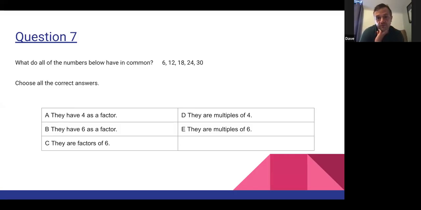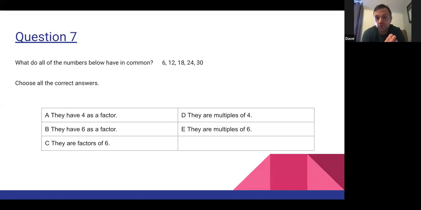So 4 times 1 is 4. 4 times 2 is 8. So there's no way I can get 4 times something to be 6. So it is not a multiple. So they are multiples of 6. 6 times 1 is 6. 6 times 2 is 12. 6 times 3 is 18. 6 times 4 is 24. And 6 times 5 is 30. So they are multiples because each time I can multiply and get those. So my answers are B and E.